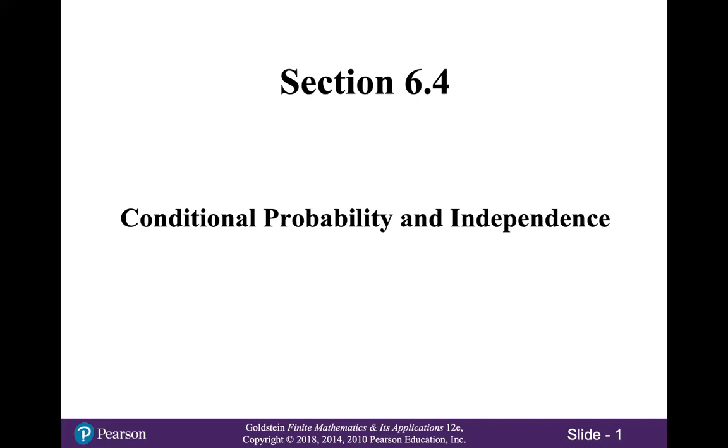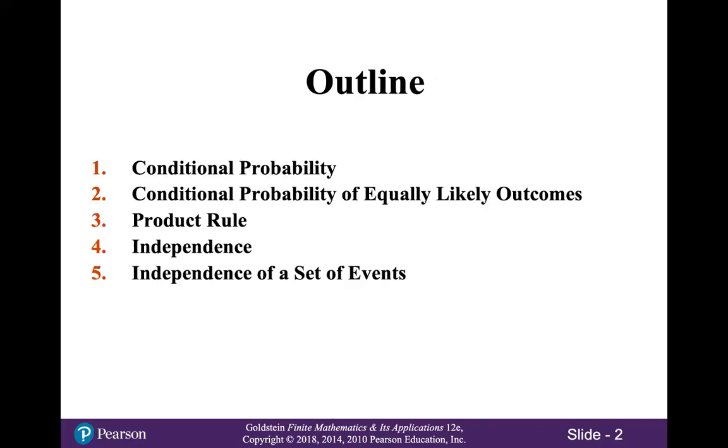In this video, we'll look at Section 6.4 on conditional probability and independence. In this section, we will look at conditional probability of equally likely outcomes, the product rule, independence, and independence of a set of events.